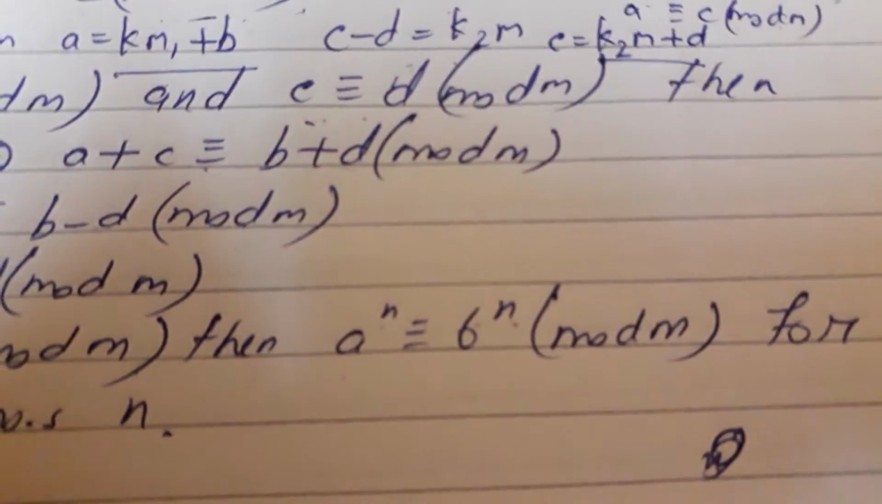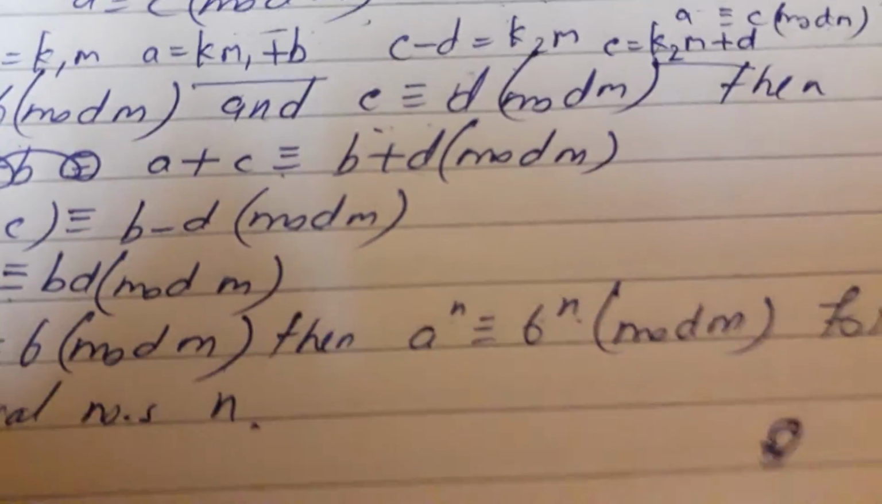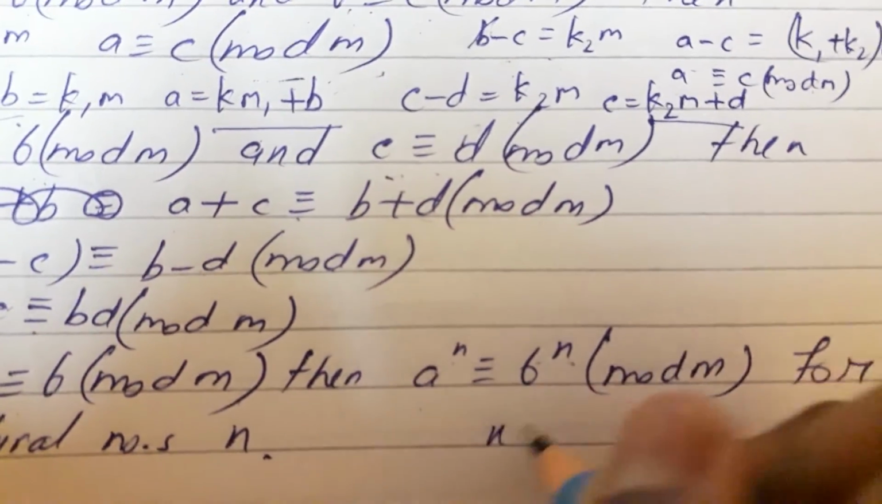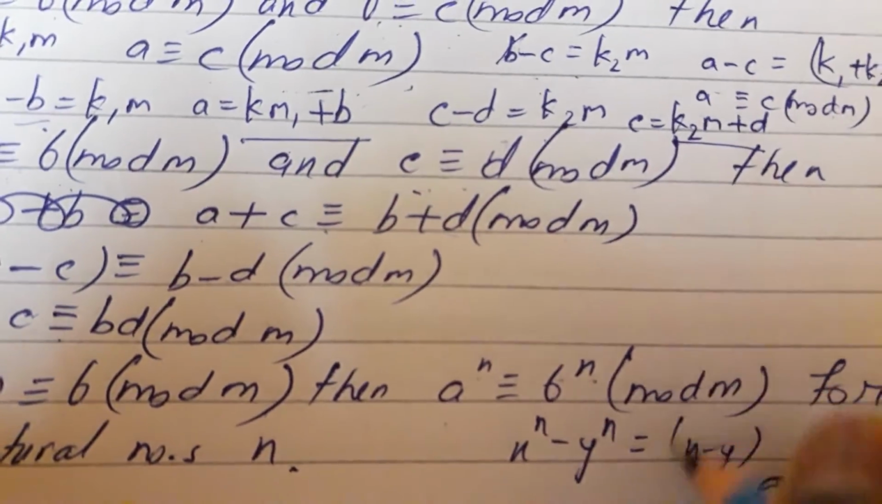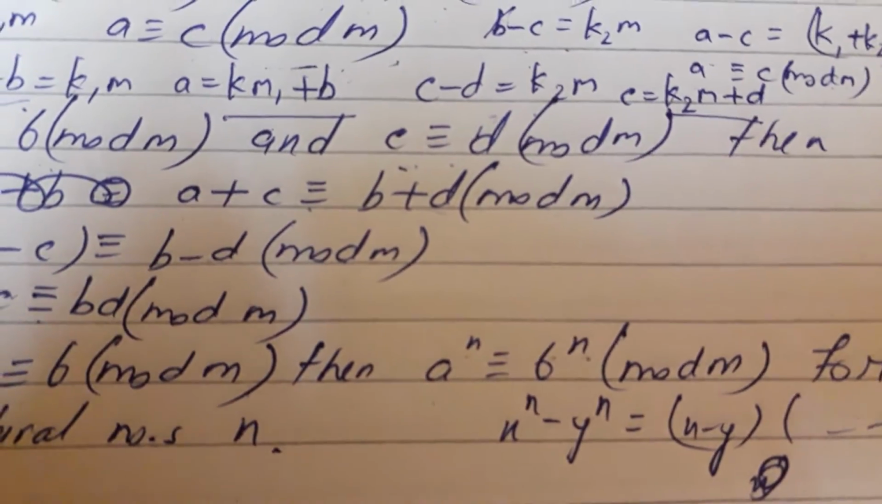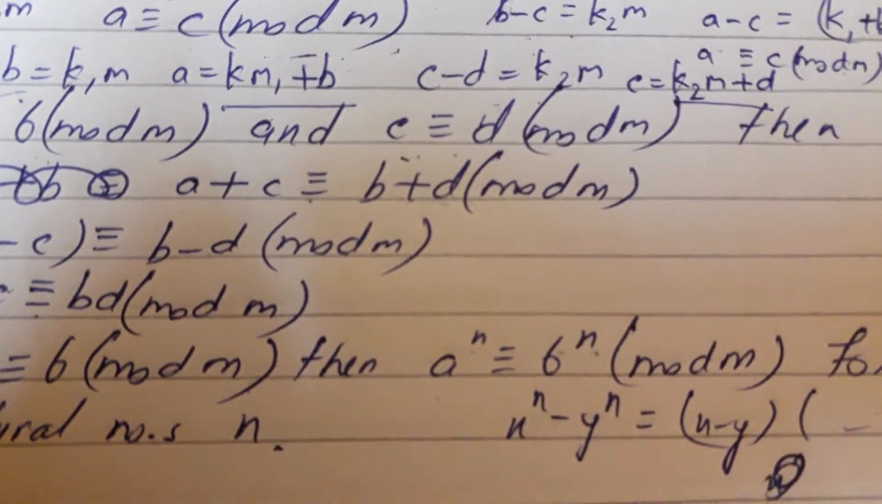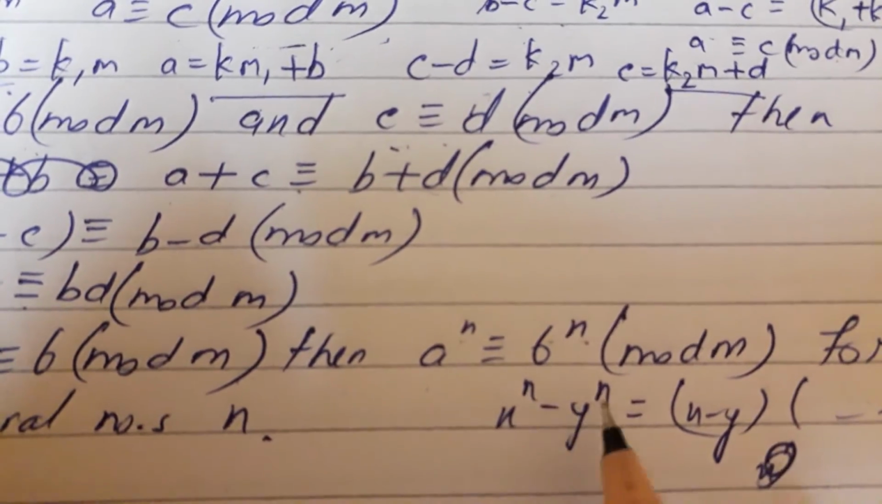Now see, in the previous video I have shown you that x to the power n minus y to the power n equals x minus y into a formula. So in this way you can learn that x minus y is a factor of x to the power n minus y to the power n.